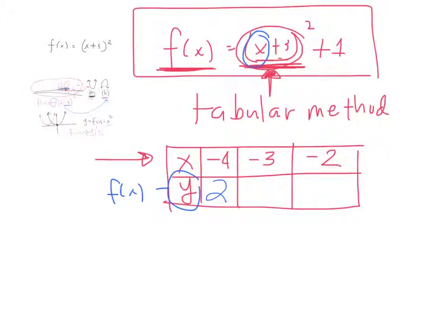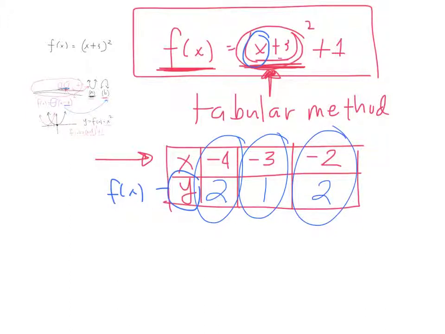If you place negative 3 on the x, negative 3 plus 3 is 0, and then square 0, 0 plus 1, so it will become 1. And then if you place negative 2 on the x, plus 3 is 1, square the 1, 1 plus 1, you get 2. So you have 3 points.